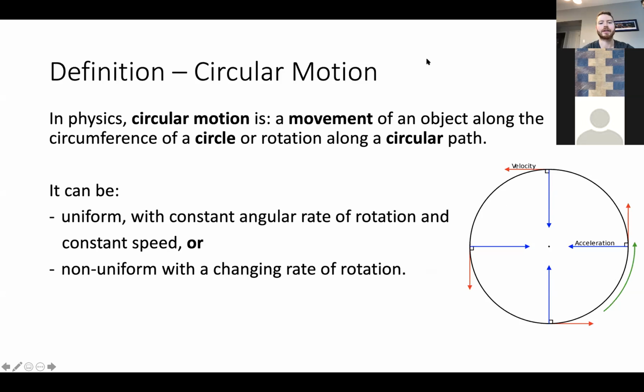It can be uniform, with a constant angular rate of rotation. So just saying that it's rotating in a circle at a constant rate. That is uniform circular motion. Or it can be non-uniform with a changing rate of rotation. This is going to be if we're slowing it down at some points and speeding it up at others. If it does not have a constant speed, we consider that non-uniform circular motion.